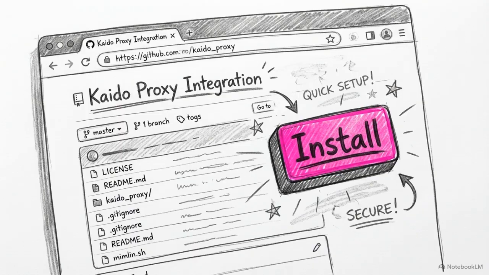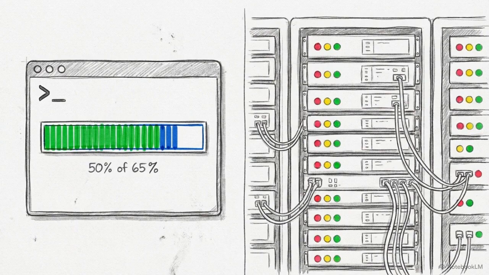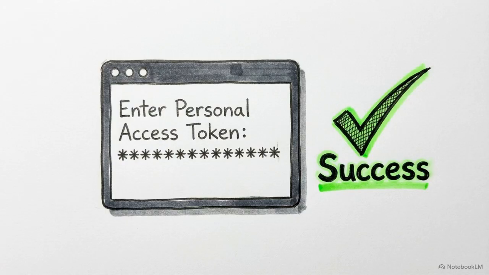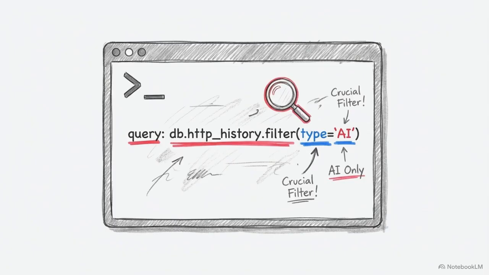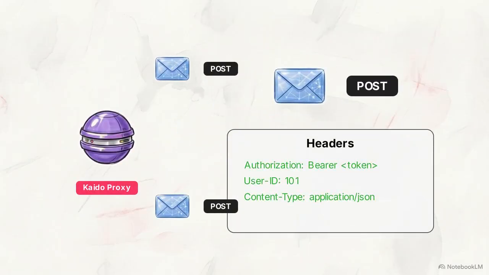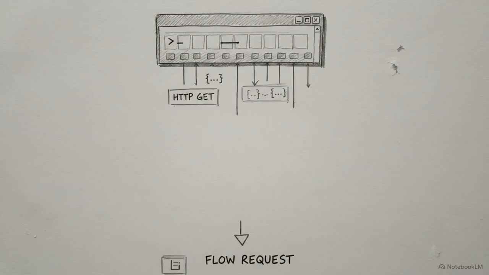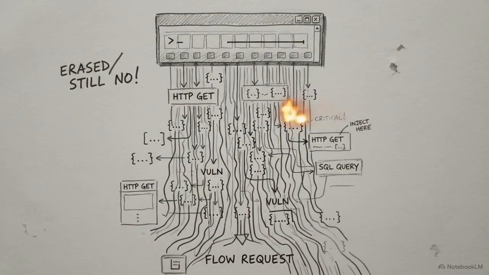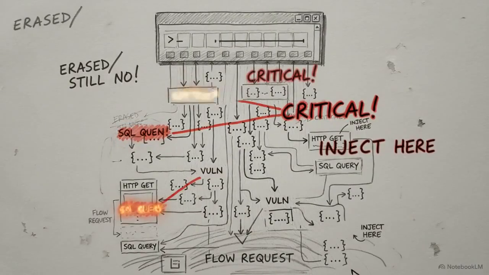You can install pre-built skills, like the official Kaido proxy integration. Run their GitHub installation command in a new terminal to link the agent directly to your live network traffic. Run the setup script and paste in your Kaido personal access token. This is a one-time configuration. You can now ask the terminal to search your HTTP history for AI endpoints. It queries the proxy, pulls every relevant POST request, and modifies headers entirely through natural language. The agent is now actively controlling your proxy, pulling the authenticated requests, and testing endpoints on its own.